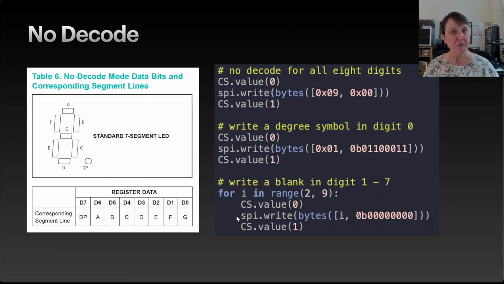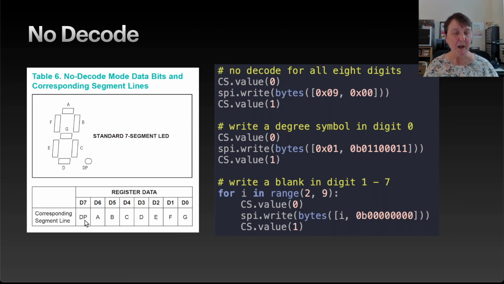If we don't want to use those built-in fonts, then we have to turn off the decode mode for all the digits. So this is an example of sending a command that would turn the decode mode off for all 8 digits. And now how we would send in data to a digit, for example, is we'd look at the map that we have for our segment display with the segments labeled A, B, C, D, E, F, and G, and the decimal point, just like we've seen many times in this series.